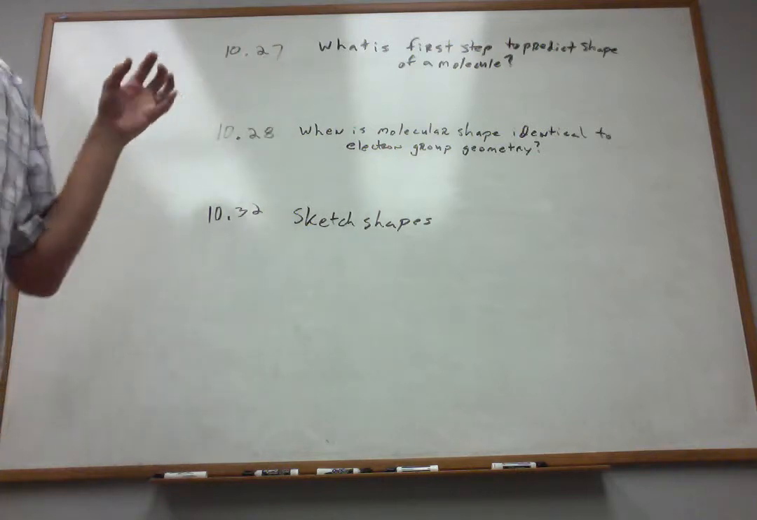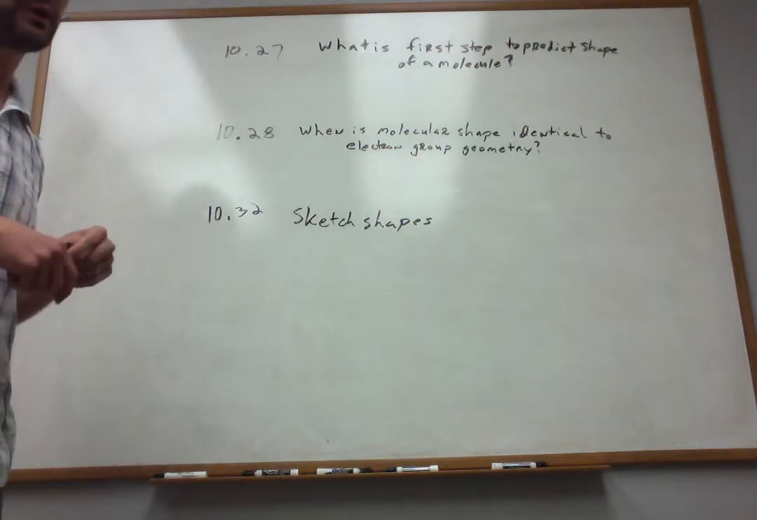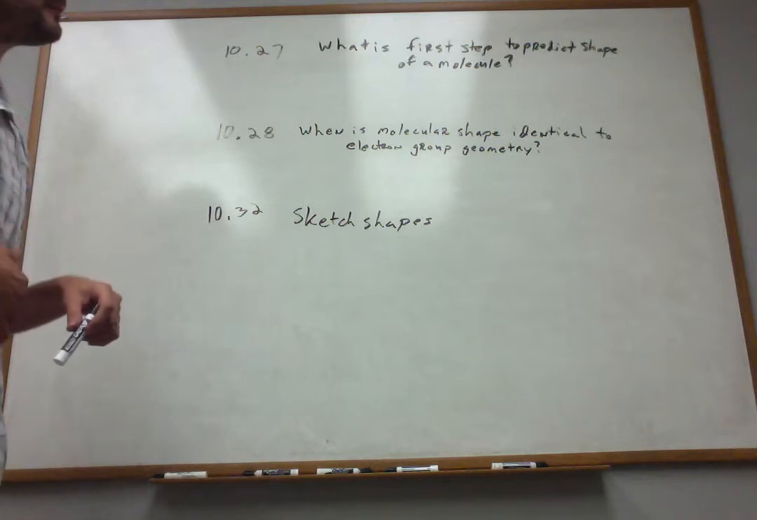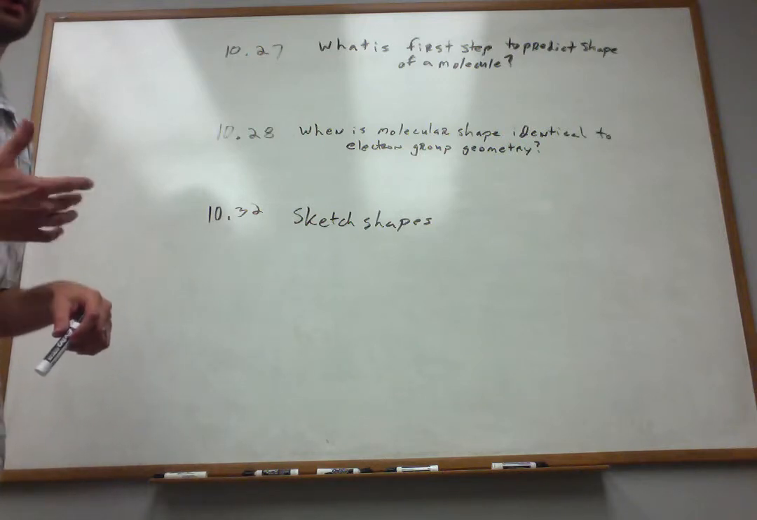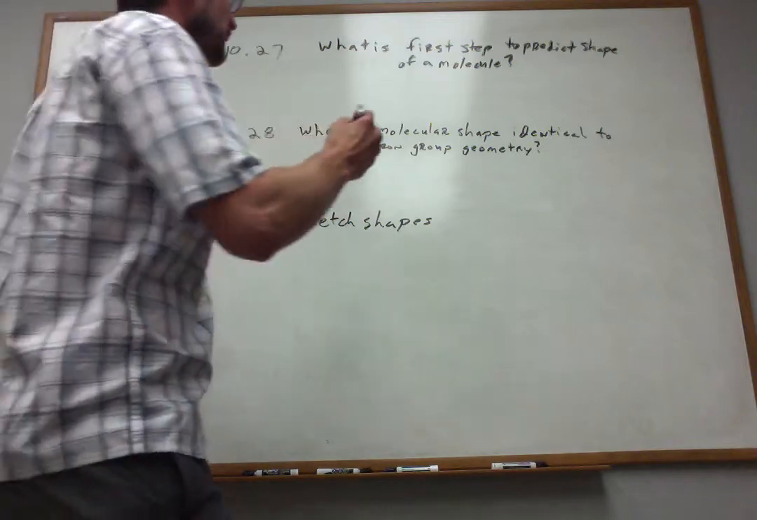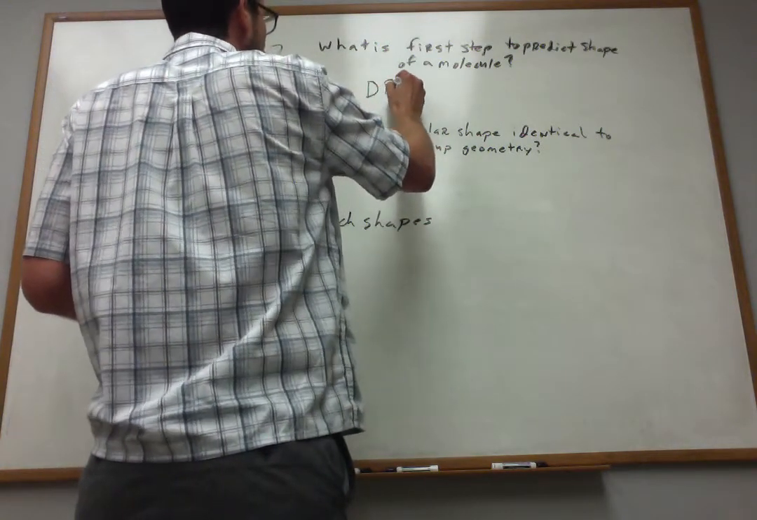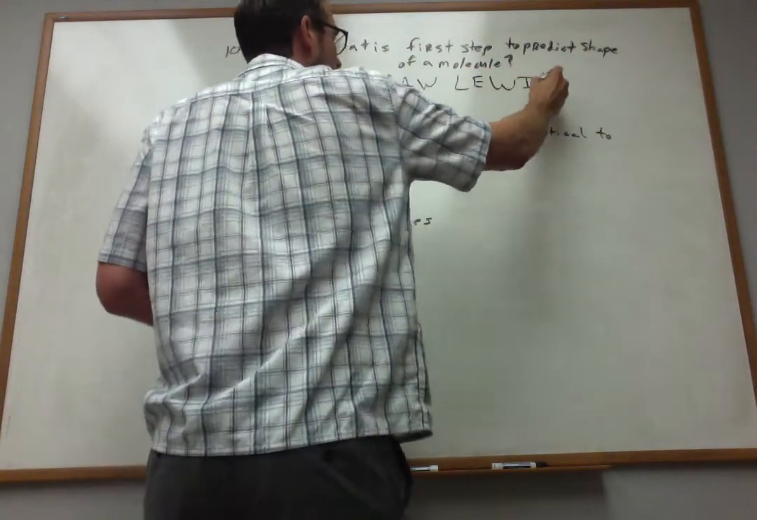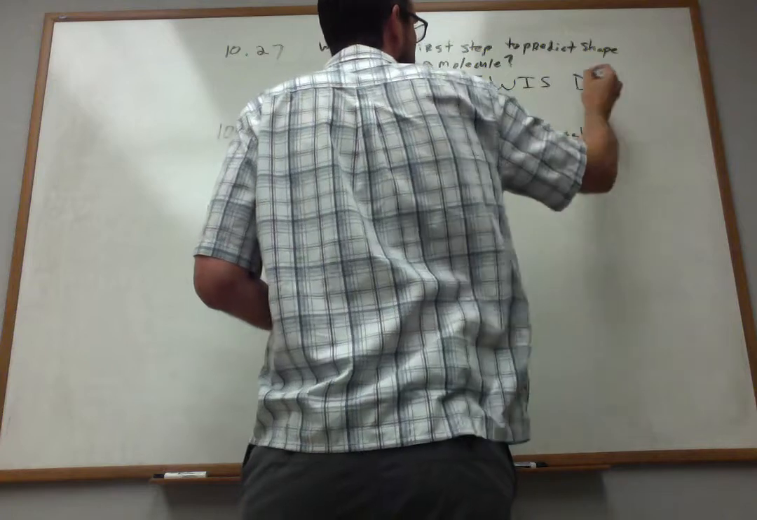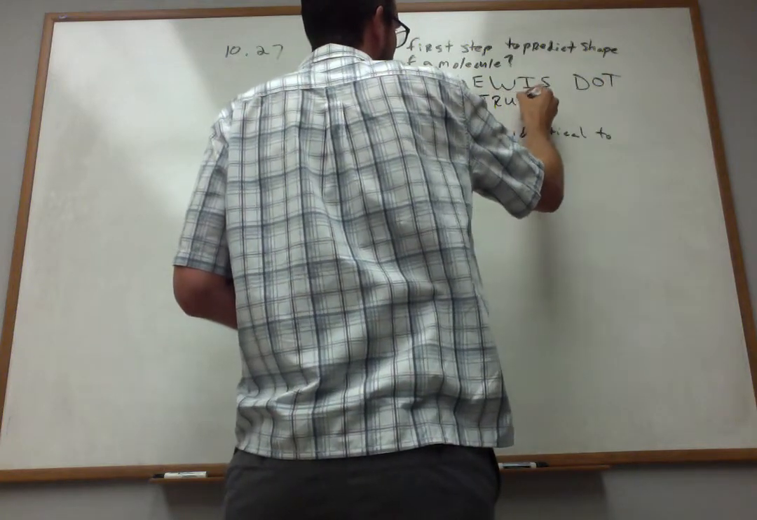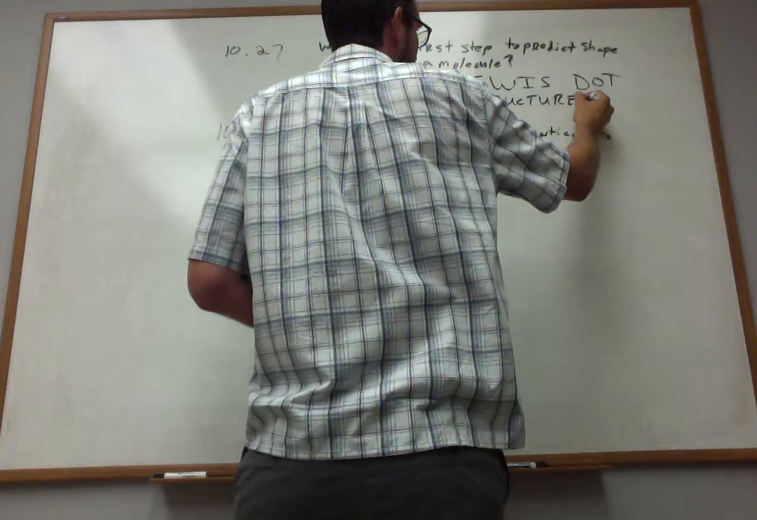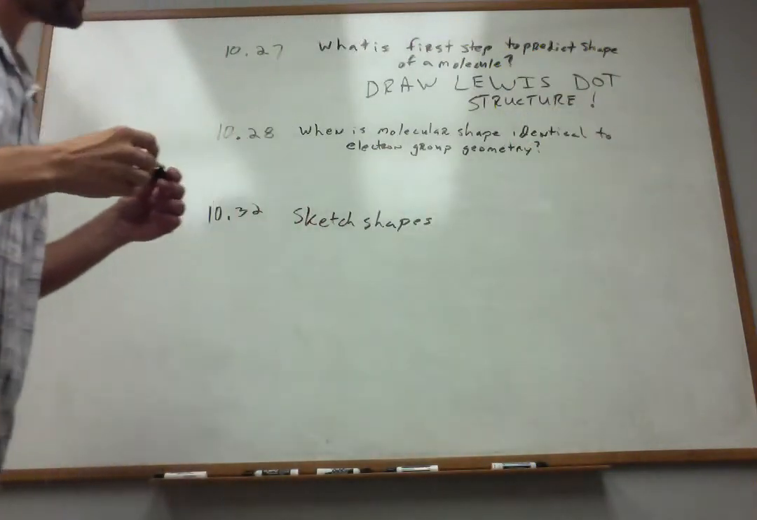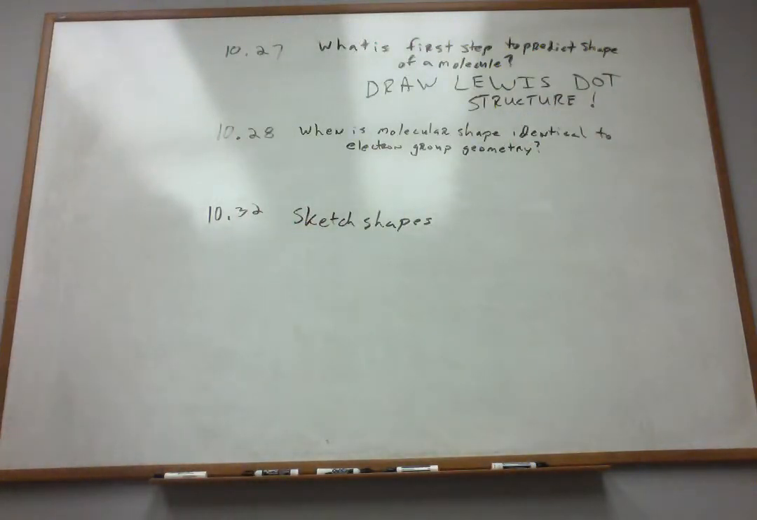1027 asks us, if you have a molecule or an ion's formula, what is the first step to predict the shape of that molecule or ion? Okay, and the thing that I want to impress upon you here before we start talking too much about shapes of molecules is that the first step to figuring out the molecular shape is to draw the Lewis dot structure. You have to be able to do that. Crucial skill for figuring out the molecule shape.